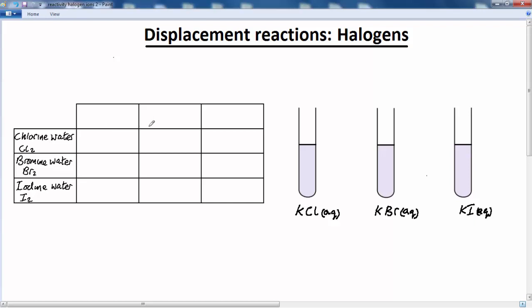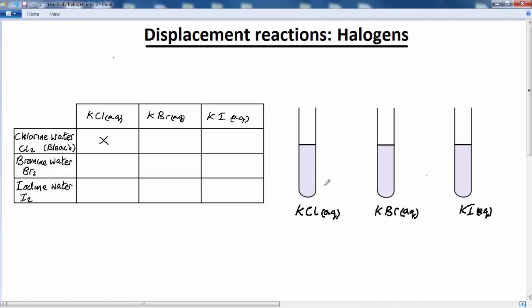Okay, so we have the three solutions here at the top of the table. First of all we'll add chlorine water, which is commonly known as bleach. Bleach is really a solution of chlorine water. And we'll add that to the potassium chloride. We'll see that there is no change at all in the solution. There is no reaction that takes place there, so we'll put a cross there.